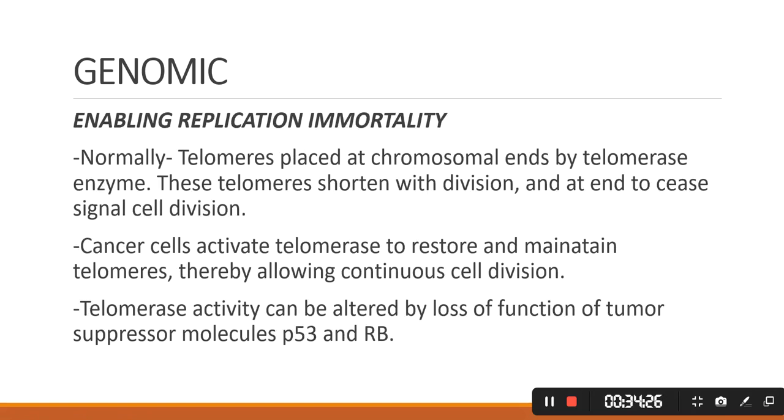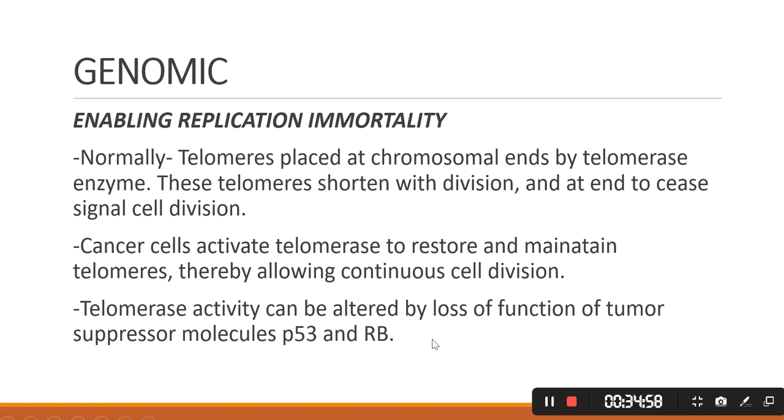Enabling replicative immortality. Normally, telomeres are placed at chromosomal ends by the telomerase enzyme. These telomeres shorten with division, and at the end they signal the cell to cease division. Cancer cells activate telomerase to restore and maintain telomeres, thereby allowing continuous cell division. Telomerase activity can be altered by loss of function of tumor suppressor molecules p53 and Rb.